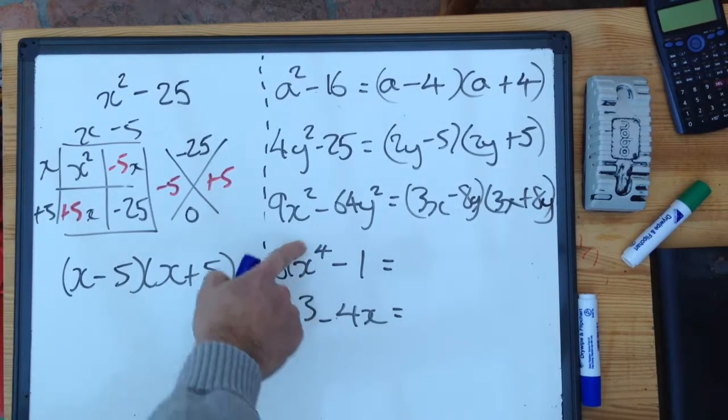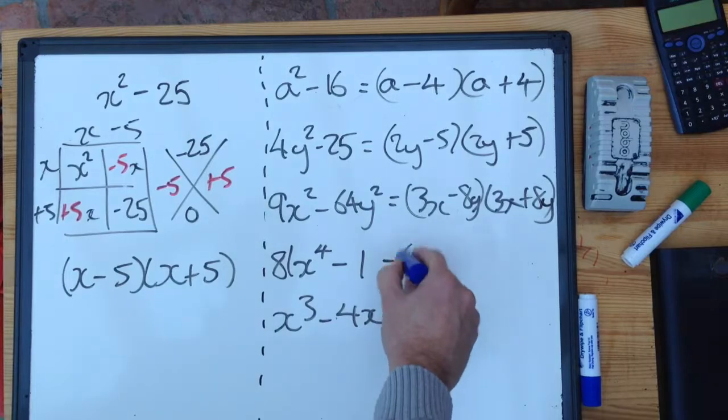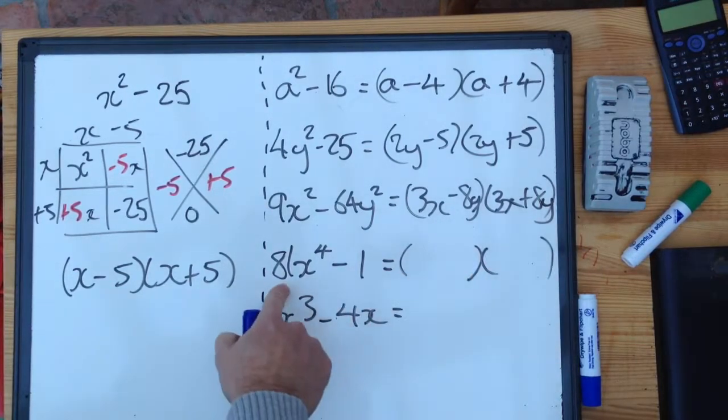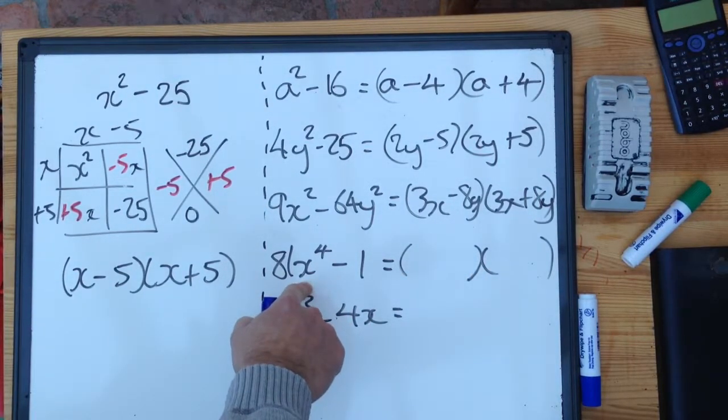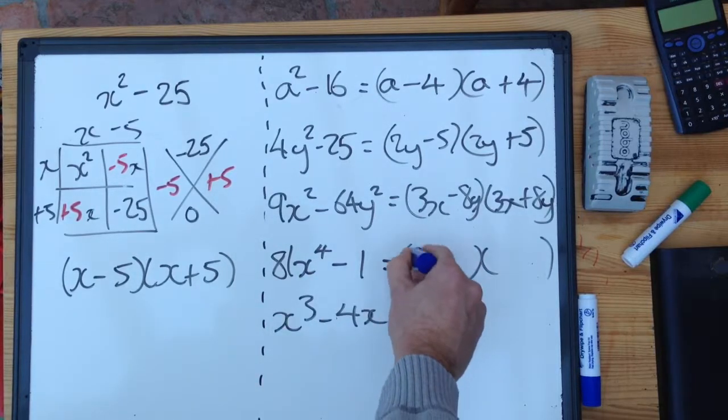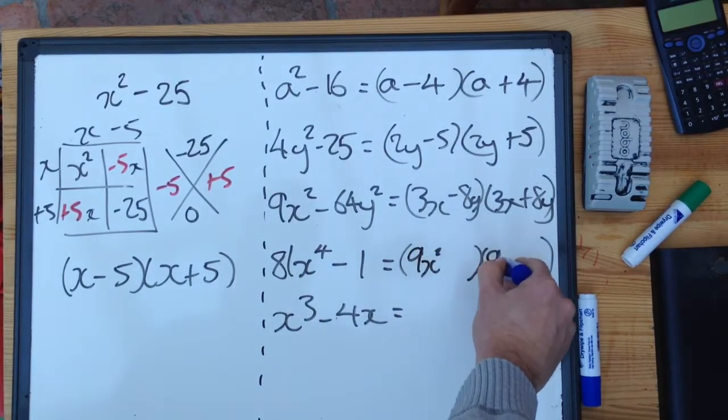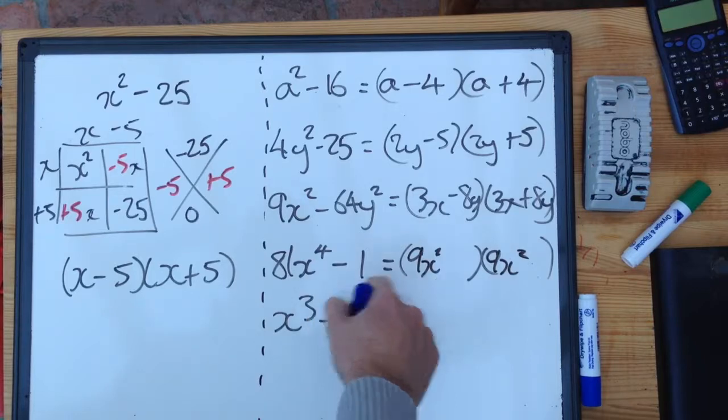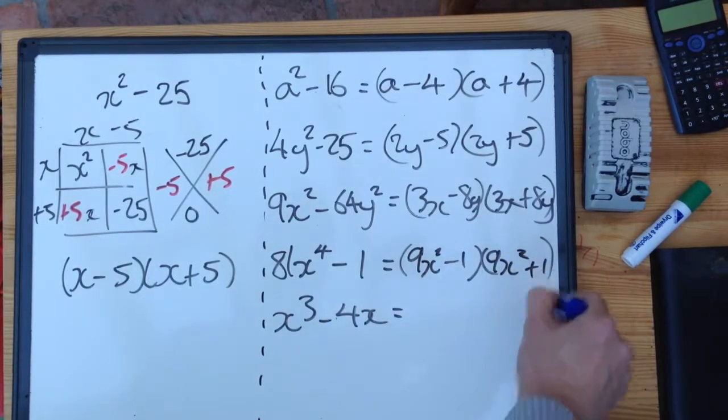This looks slightly more complicated because of the power of 4, but don't be put off by that. The square root of 81 is 9. The square root of x to the power of 4 is x squared. So we've got 9x squared at the front of the brackets. Square root of 1 is 1. So minus 1 plus 1.